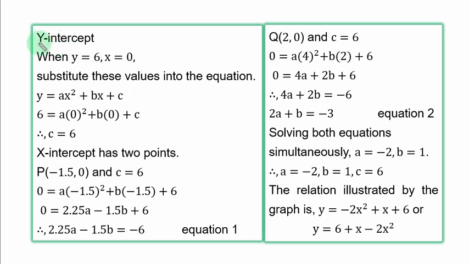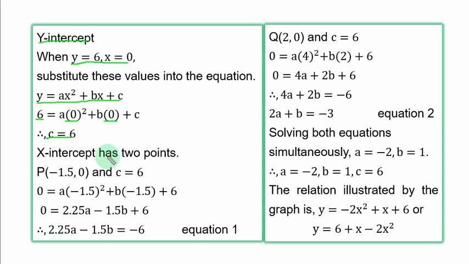So we have the y-intercept as I have illustrated earlier. The y-intercept, when s is equal to 0, y is equal to 6. That is the y-intercept. So you have to substitute these values into the equation. This is the equation. When y is 6, you replace s with 0 respectively. When you simplify, you have c equal to 6. So we've known the value of one of the constants, c, from the y-intercept.